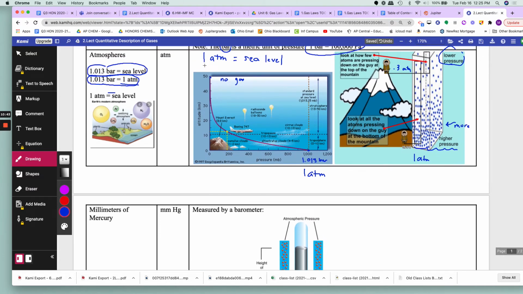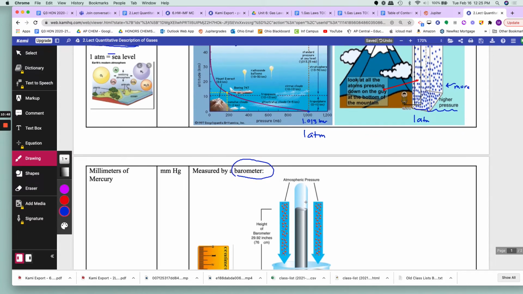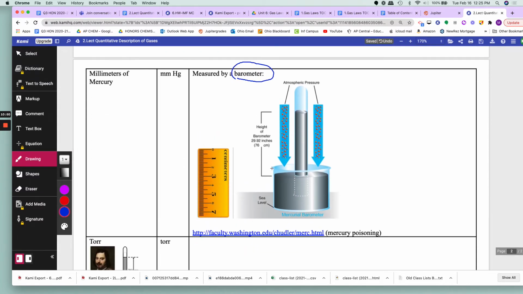The pressure can be measured using something called a barometer. This is how it works. You take an open pan. In that pan, you put some mercury. Mercury is a liquid and it's very dense.